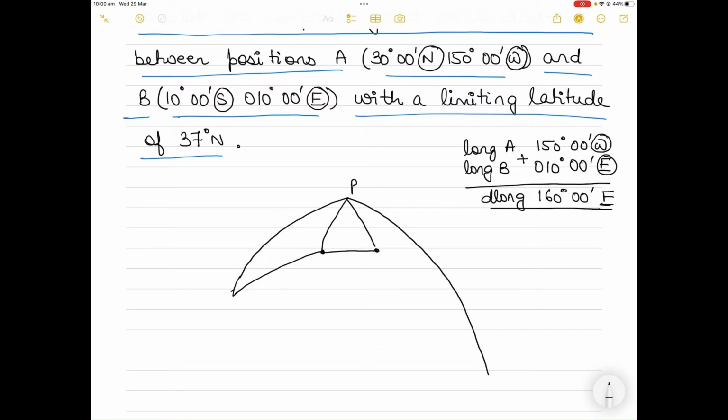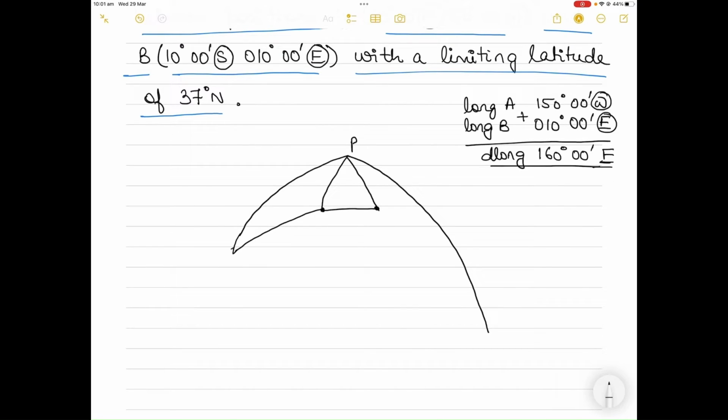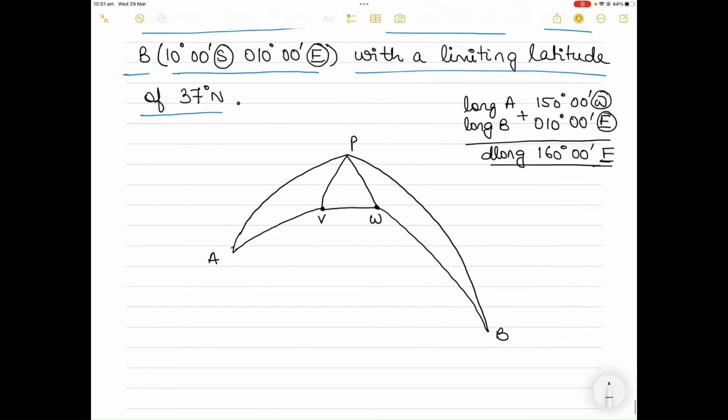Of course these drawings are not to scale, it's just for our understanding. And then we will join these two lines together as well. All right, so this is A and this is B, and we can call these two vertices. Latitude of A is of course 30 degrees north and longitude is 150 degrees west. Latitude of B is 10 degrees south and longitude is 010 degrees east.